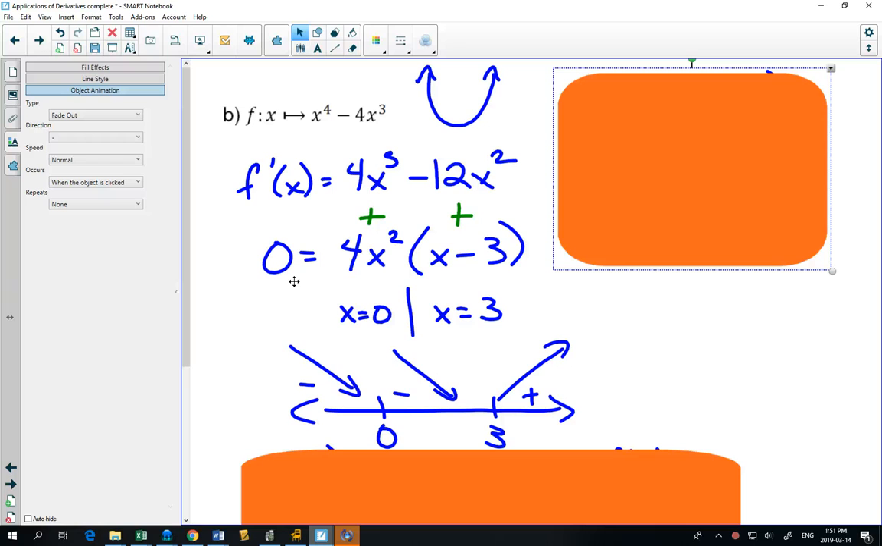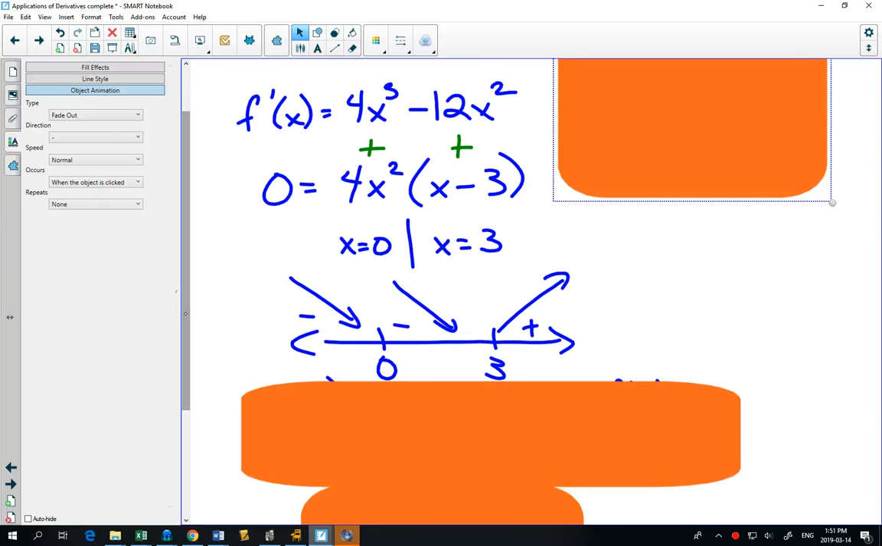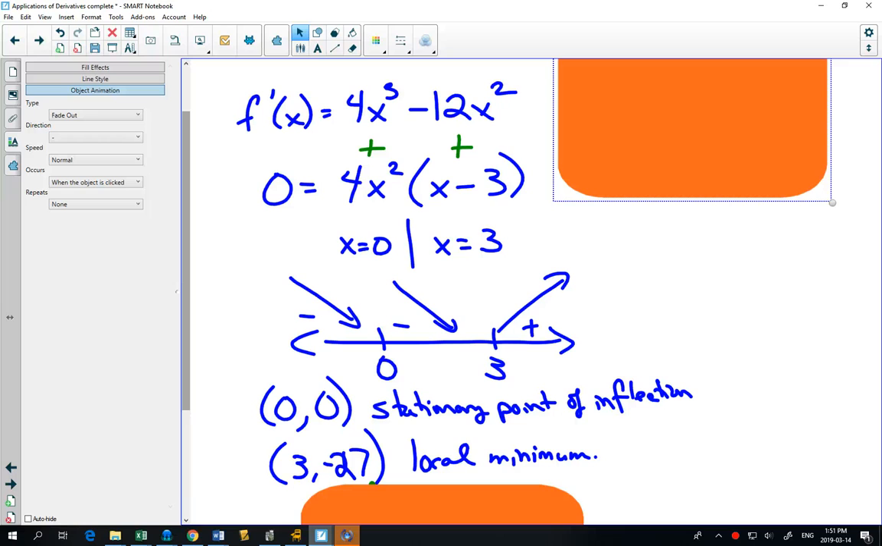So what does this mean? What are we going to call 0? 0 is going to be a stationary point of inflection. Can you see that 3 is going to be a minimum? So when we want to figure out those points, we can find out at 0, 0 by plugging 0 back into the original equation. We can find out it's 3 comma negative 27 by plugging 3 back into the original equation. So whenever we're trying to find points on our graph, we're always plugging those x values back into our original equation.